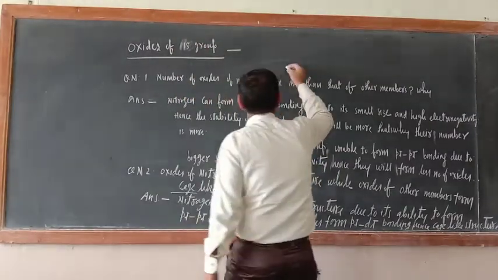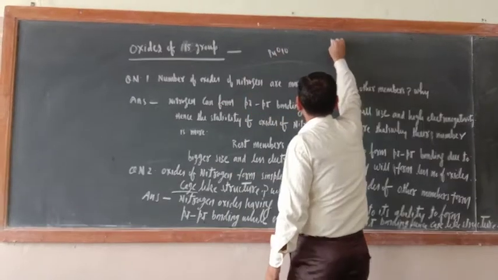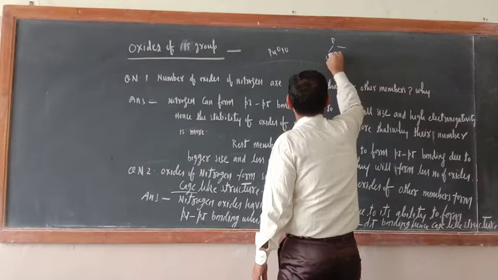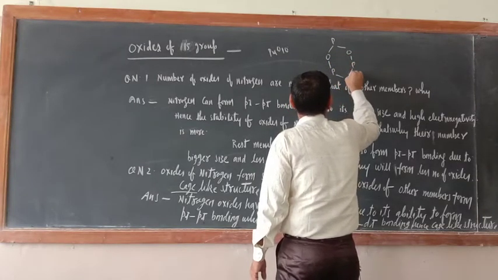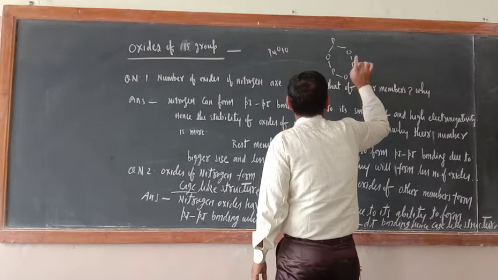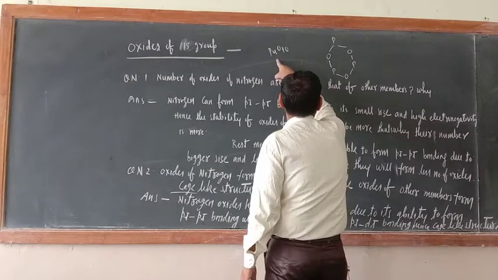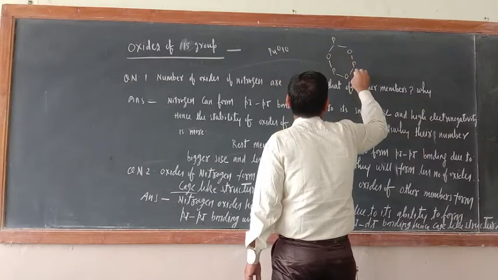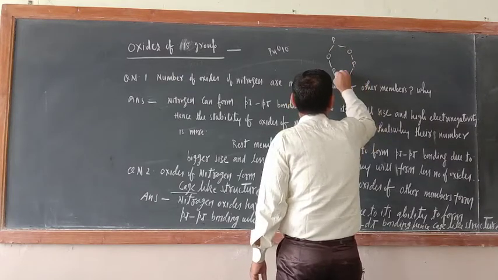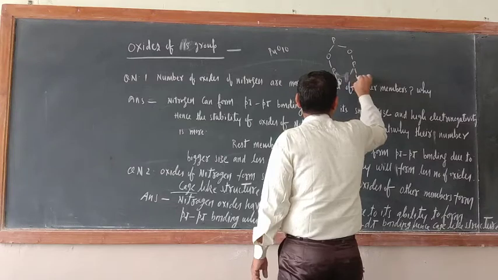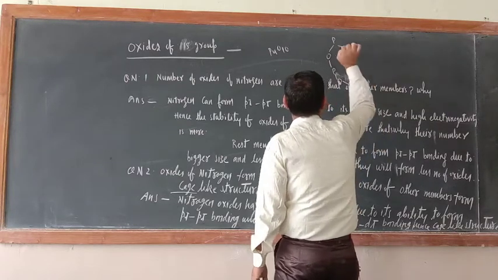Just see, I will tell you here the structure of P4O10. Just see, P, here O, here O, here P, here P, and here O. Just try to understand. How many P are here? 4. Here how many P have you noted down? 1, 2, 3. So make one more oxygen here, and here write P. So 1, 2, 3, 4 P are there.